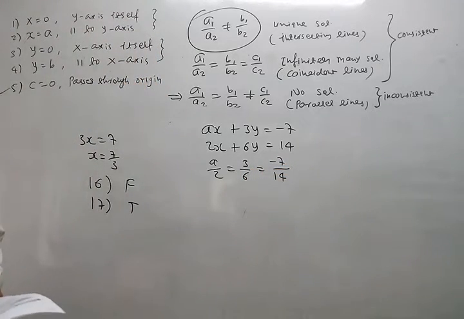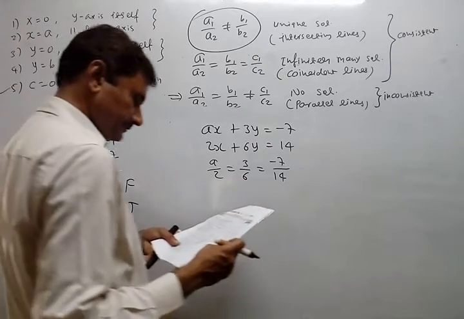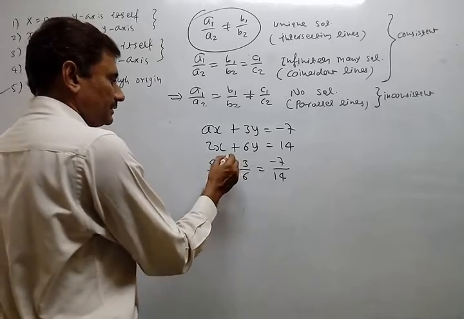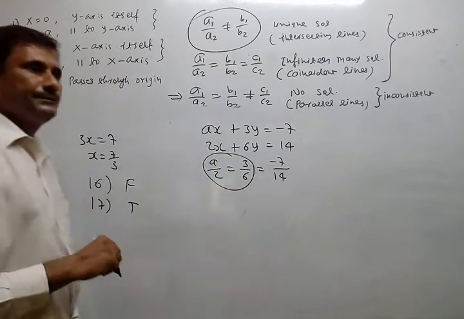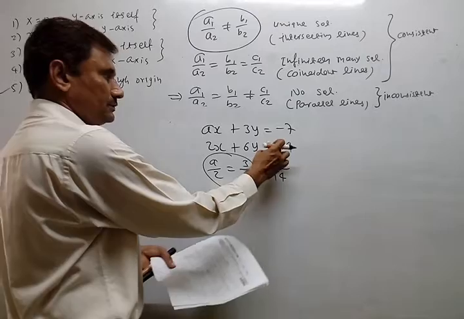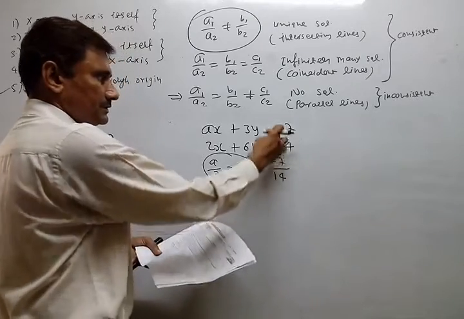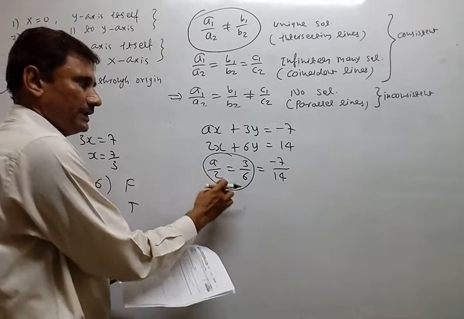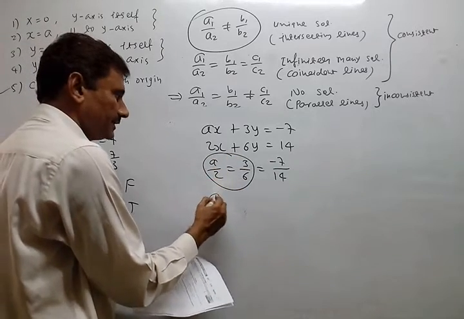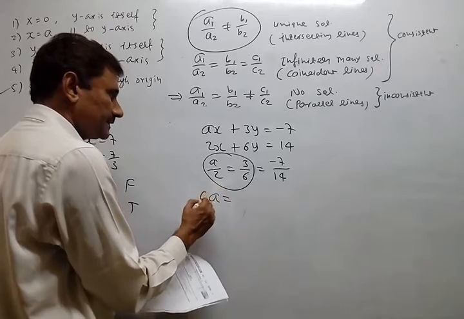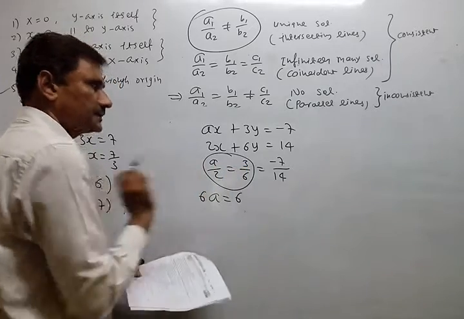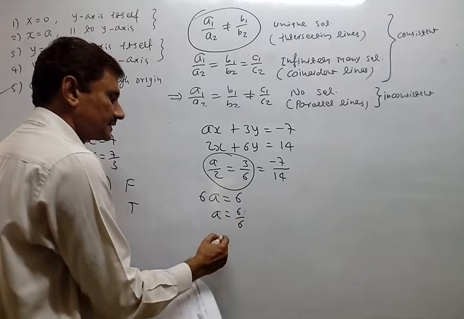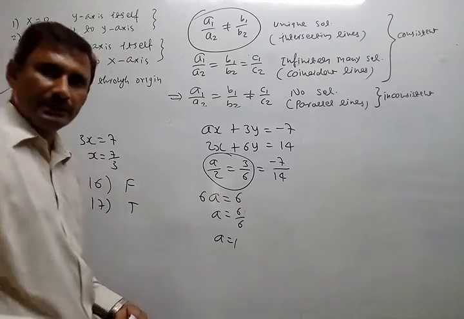Infinitely many solutions. Sorry. Okay. So just look here. A should be what? And actually there is a mistake here also. Either both should be positive, otherwise both should be negative. But it is not a concern for us right now. We want to find a only. So we cross multiply: 6a equal to 6. Obviously a equal to 6 by 6, a equal to 1. So we got a equal to 1.